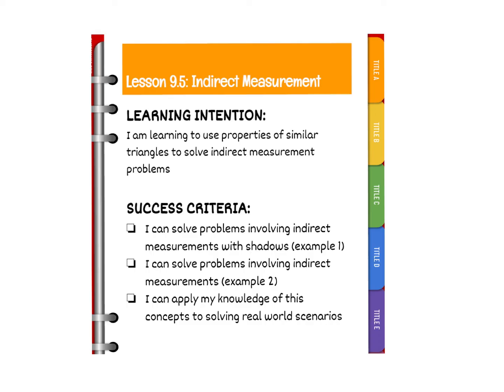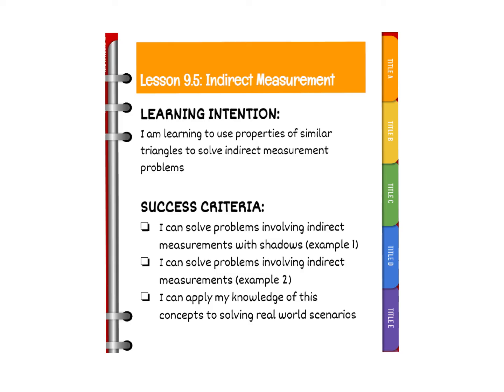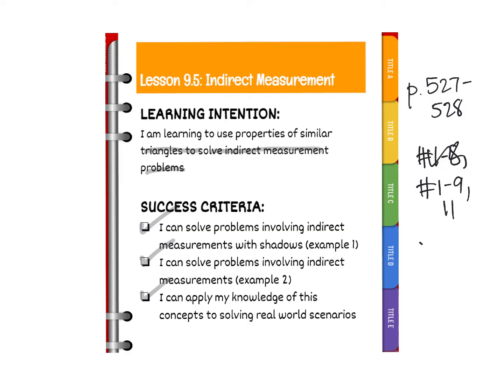All right, so our learning intention for today was that we can learn to use properties of similar triangles to solve indirect measurement problems. So hopefully you can solve problems involving measurements with shadows, involving indirect measurement, and then you can apply them to solving real-world problems. All right, now you're going to be practicing some of these types of problems. So you're going to do pages 527 and 528 in your math book, numbers 1 through 9, and number 11. You're also going to enter these in the online math book.